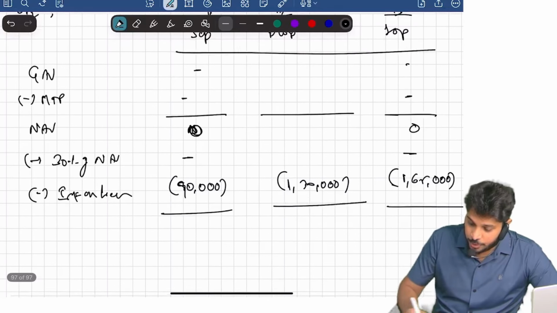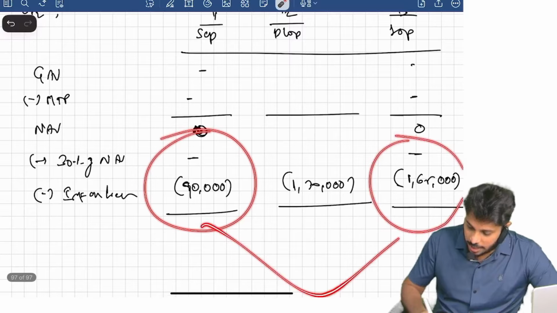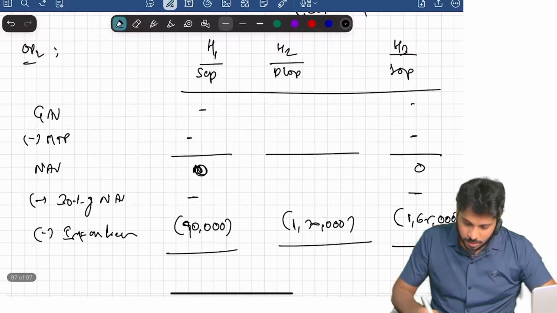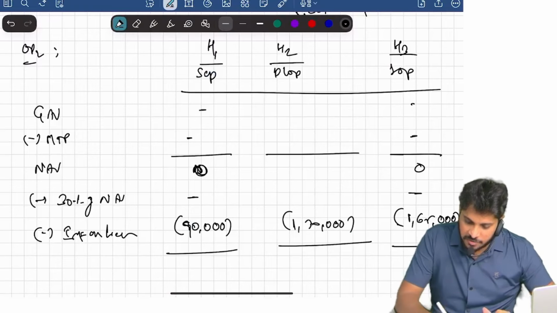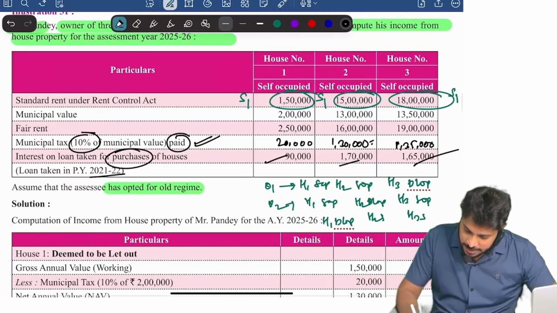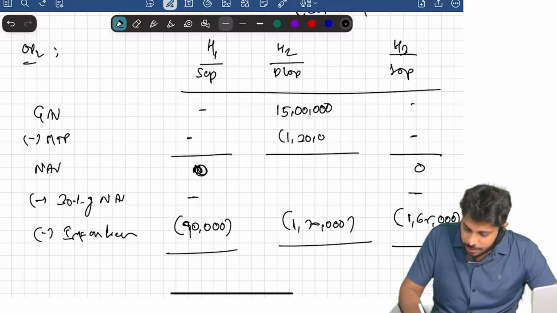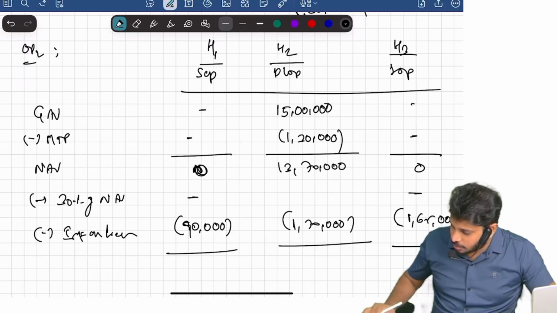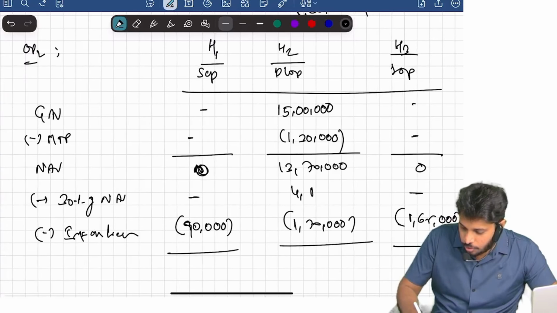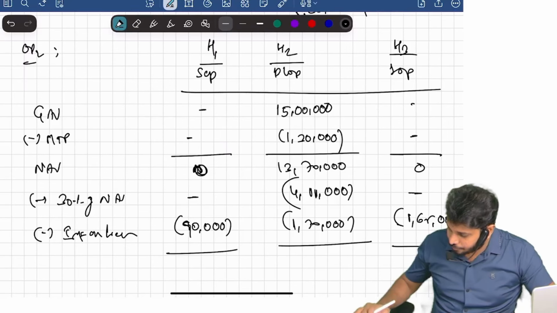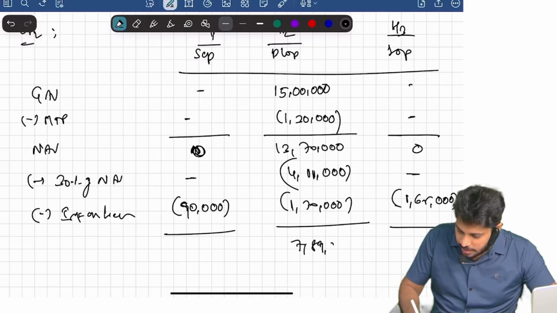First I will compute, whereas these two put together I will restrict to 2 lakhs. Now DLOP, what is the gross annual value? 15 lakh. Now how much is the municipal taxes? 1,30,000. Correct? We computed. So 13,70,000. Okay, 13,70,000 into 30% is equal to 4,11,000. Correct? What is income from house property? Minus only for second house. Only for second house the answer is 7,89,000.